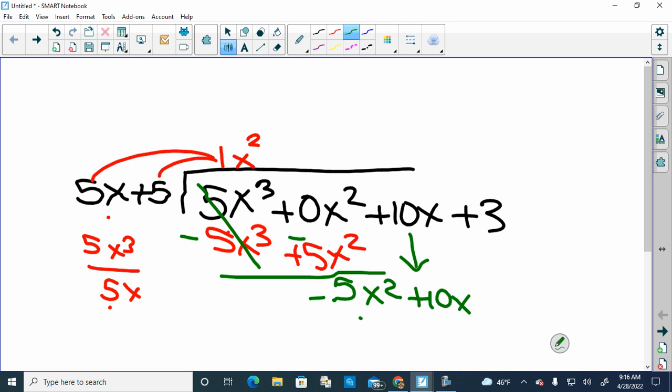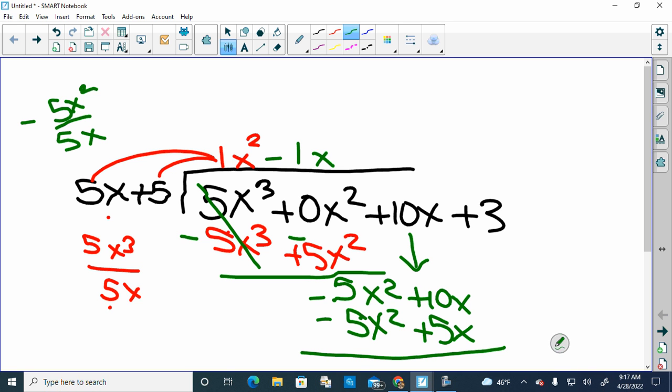So the first divided by the first: negative 5x squared divided by 5x. A negative 5 divided by 5 would be a negative 1. Subtract your x's, so that'd be x. Now distribute it back to them. So it's a negative 5x squared. A negative times a positive would be a positive 5x. But we've got to switch the signs, so opposite. That goes away. Remember, that should happen every single time. So a positive 10 and a negative 5 would be 5x.